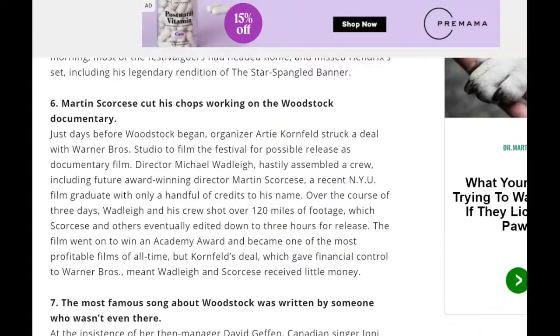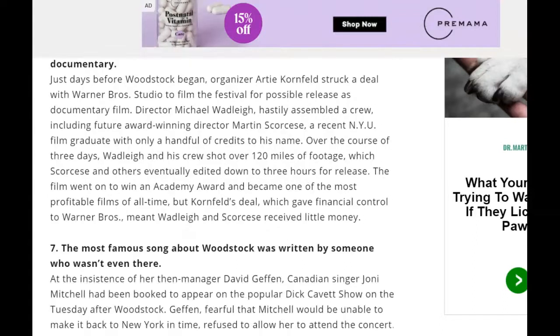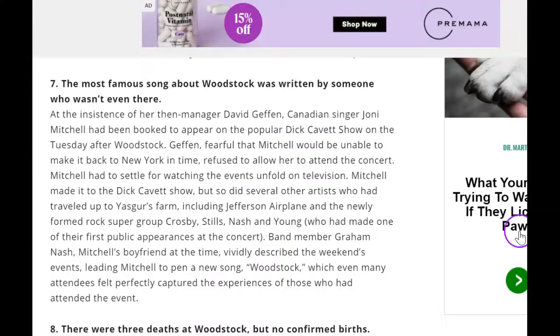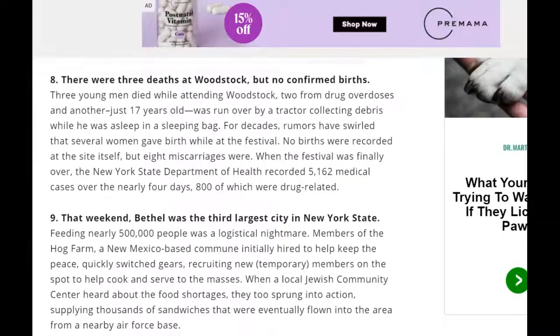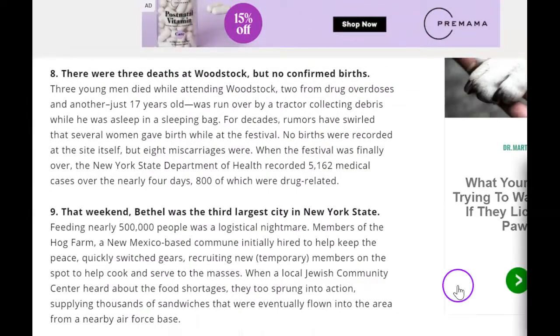But the thing is that Warner Brothers retained all the rights to the movie, and so Wadley and Scorsese didn't receive a whole lot of money. So that happened. And I did not know that Joni Mitchell had written the song Woodstock. It's interesting. This is some of the statistics that will be used probably for the opposition.